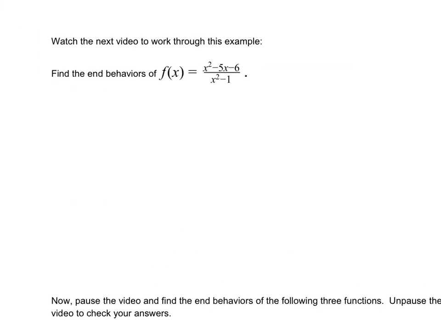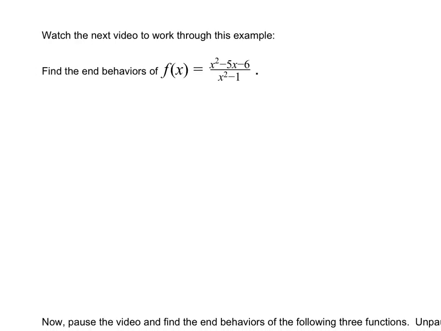So I've got a problem here. I'm going to find the end behaviors of this function. I'm going to start by building what's called an end behavior model. We talked about that with polynomials, that it's the highest degree term on top and bottom. So the first thing we're going to do is build an end behavior model. We do that by taking the highest degree term from the top and the highest degree term from the bottom. So my end behavior model here would be x squared, because that's the highest degree term from the top, and x squared on the bottom, because that's the highest degree term on the bottom.